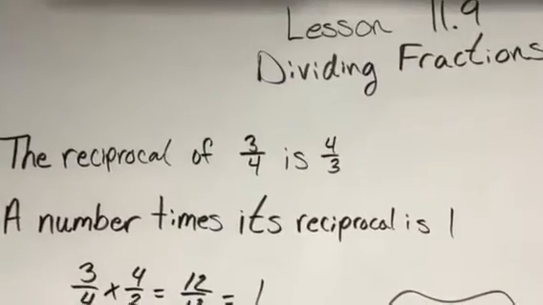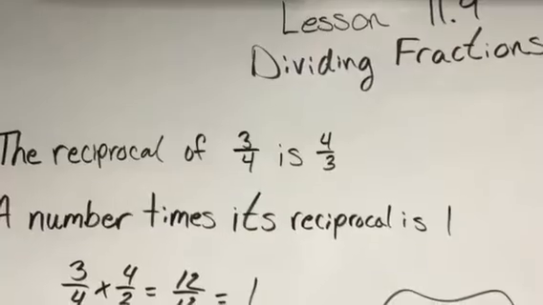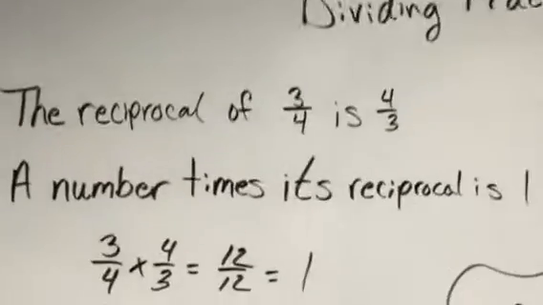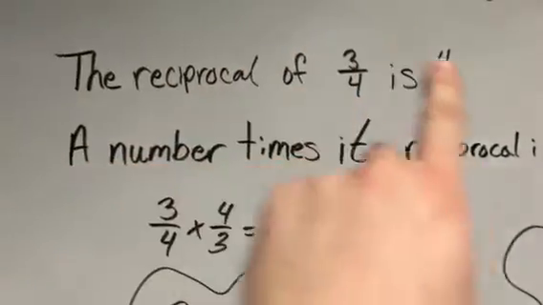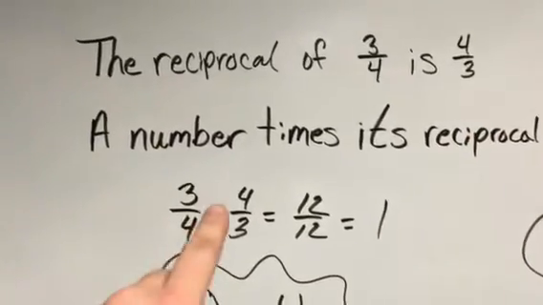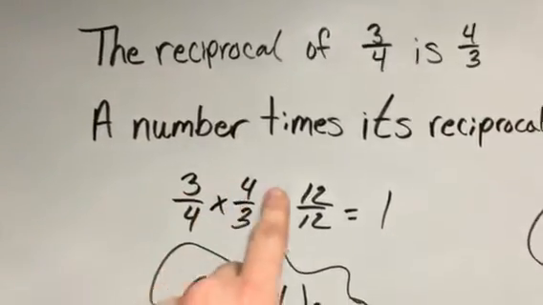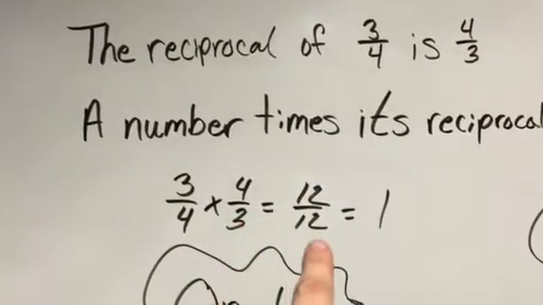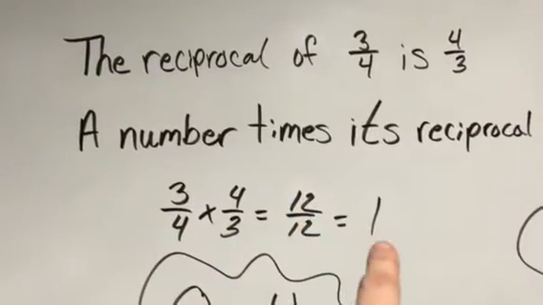Second one, a number times its reciprocal is 1. So let's look at the example. If I have 3/4, and in the top over here I said the reciprocal is 4/3. So 3/4 times 4/3, 3 times 4 is 12, 4 times 3 is 12, and so 12/12 equals 1.